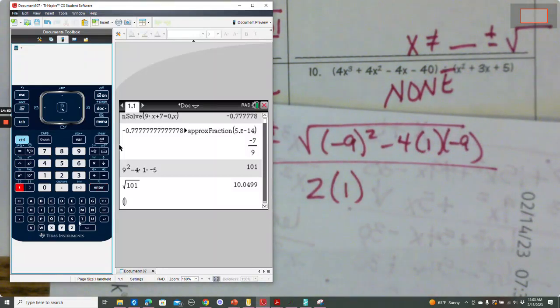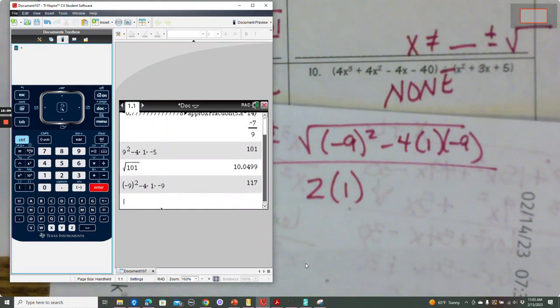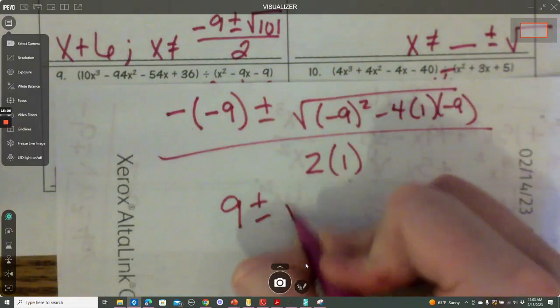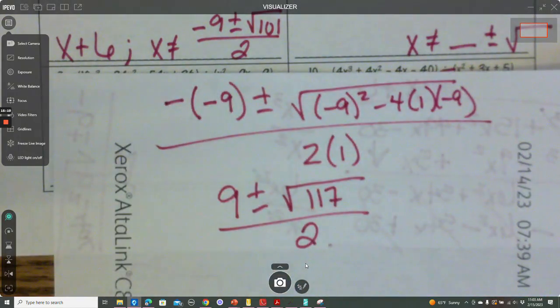Negative 9 squared minus 4 times A times C, and I get 117, divided by 2. 117, will that simplify? No, I don't think so. It will? Mm-hmm.